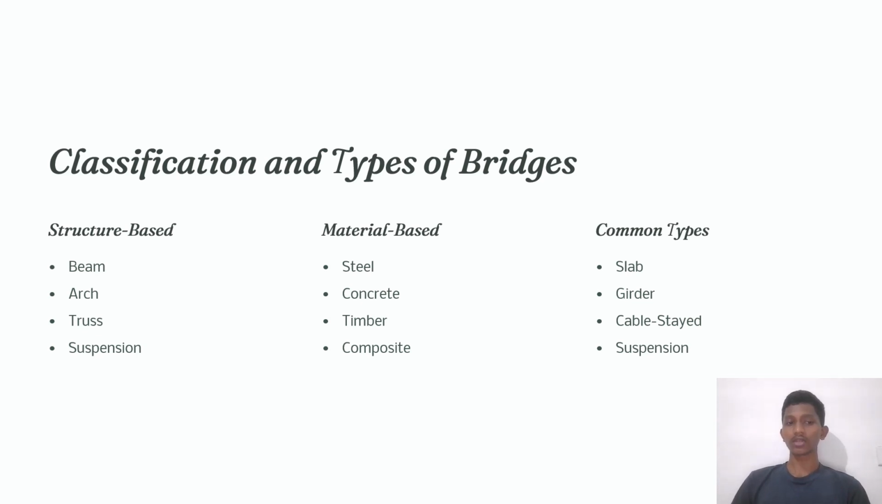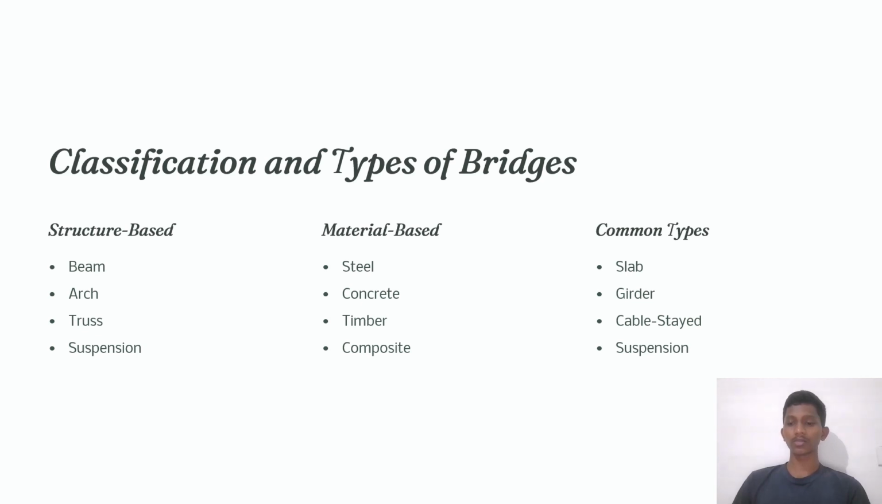First classification is structure based. Next is material based, and there are some common types of bridges as well. Structure based involves beam type bridges, arch bridges, truss bridges, and suspension bridges. Talking about the arch bridges, there are two types. First one is under arch bridge and over arch bridge. The under arch bridge transfers the load through compression, and over arch bridge transfers the major load through tension.